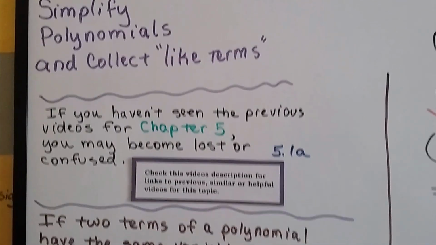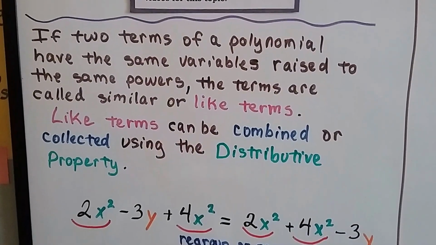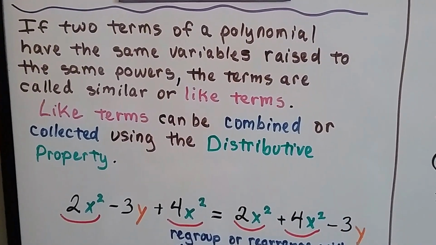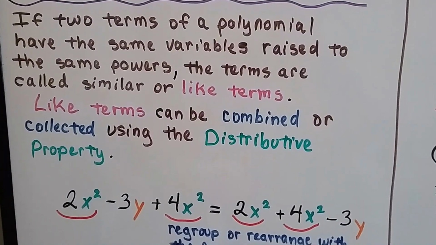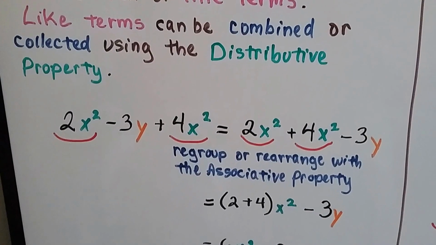Now we taught this in Algebra 1, so this is a review for most of you. If two terms of a polynomial have the same variables raised to the same powers, then the terms are called similar or like terms. And like terms can be combined or collected using the distributive property.